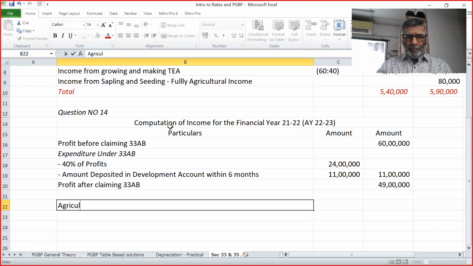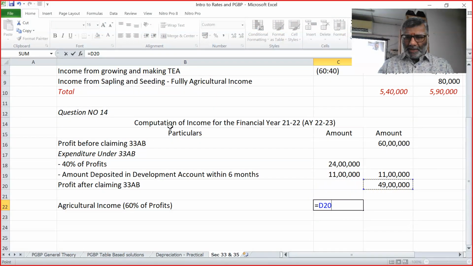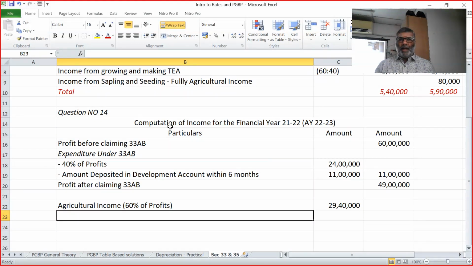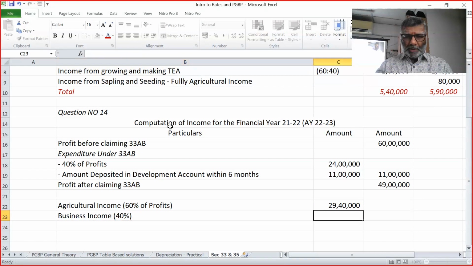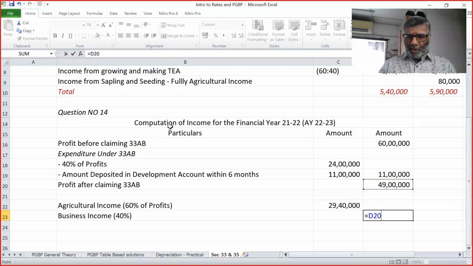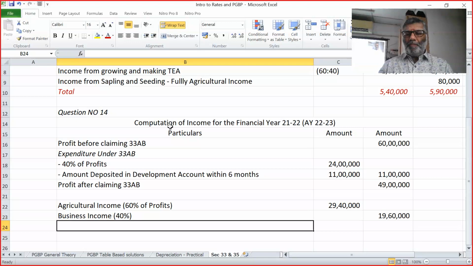Agricultural income, 60% of profits, which is tax exempt: 49 lakhs into 60%, 29 lakh 40,000. Business income, the remaining 40%, 49 lakhs into 40%. This is the business income part of it.